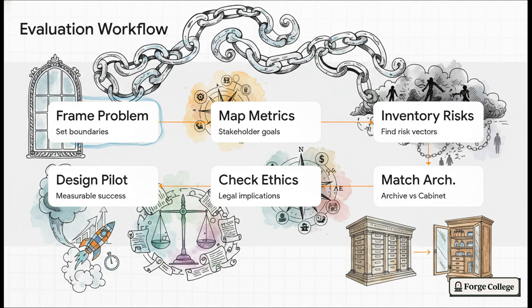Step 4. Match the architecture, meaning ask yourself, are you building an archive or a cabinet? Step 5. Check the ethics and legalities. And finally, Step 6. Design a tightly time-boxed pilot with super clear measurable success criteria. Following these exact 6 steps ensures your technical decisions are totally auditable and defensible.